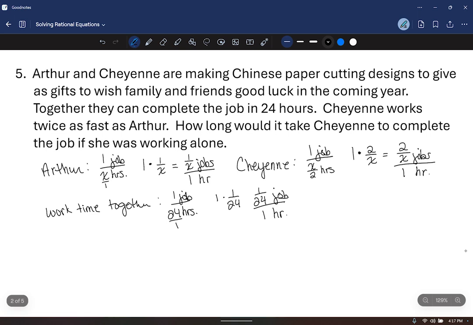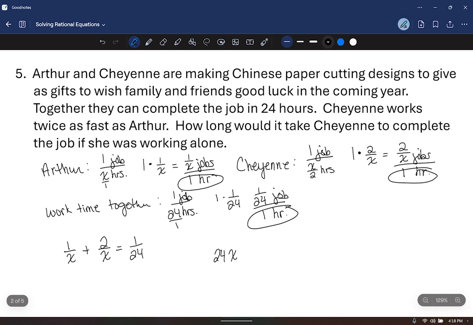So if I take his work time plus her work time, that should equal their total work time. So I have 1 over x plus 2 over x is equal to 1 over 24. Now I can set all those equal because we literally made them all per 1 hour. All right, now I'm trying to solve. I see that I have a common factor of x on the bottom, and then they have a leftover of 24. So my least common denominator is 24x.